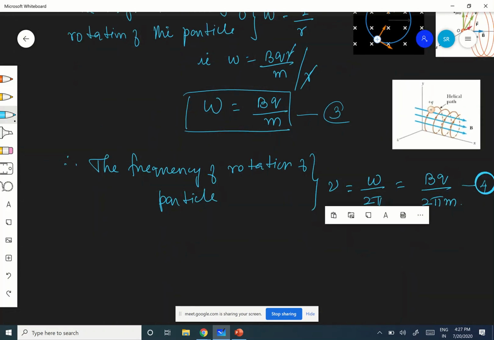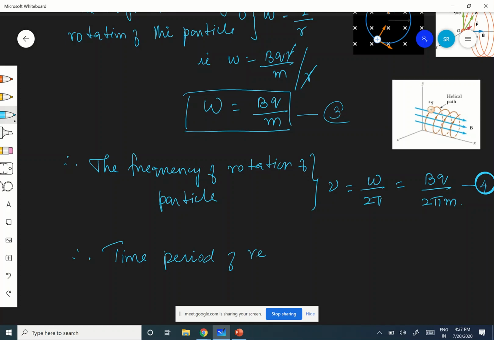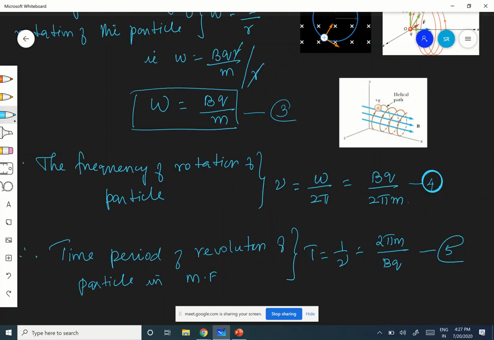Therefore, what is the time period? Therefore, time period of rotation. What is the time period of revolution or rotation of a particle in a magnetic field? Inverse of frequency. Correct? In a magnetic field, that is T, that is equal to 1 by nu is equal to 2 pi m by Bq. T is equal to 2 pi m by Bq. It's a very important relation for all numericals. It's very, very important. Okay. Time period. Right. Now, a very, very important thing here.